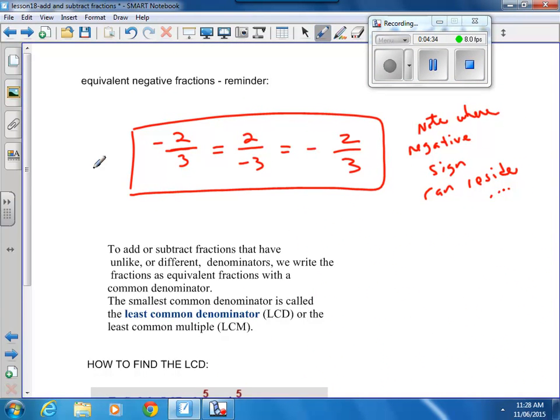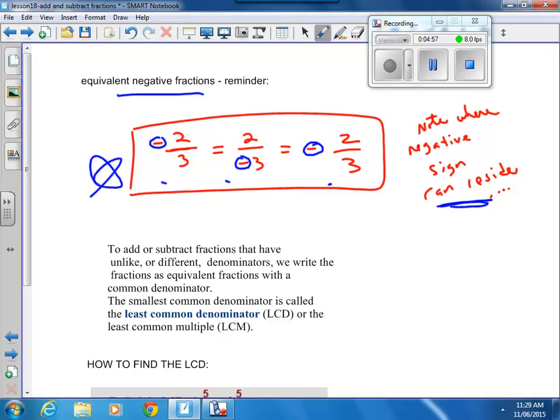Let's look at the next slide. And that was my reminder. I just gave you that reminder on negative fractions. If you float your negative in the numerator, you float your negative in the denominator, or you just float your negative out front of the entire fraction, those are all synonymous. So negative signs can reside in any of those three places. Okay? That was just a brief reminder on that.